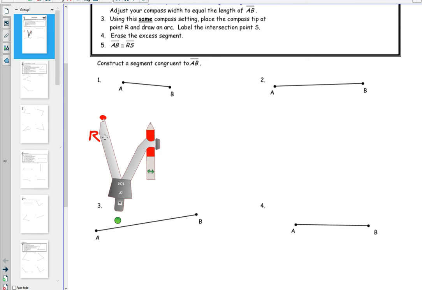Which one? We drew a point. Yeah, I just called it R because it looks like in the directions they want us to call this RS.